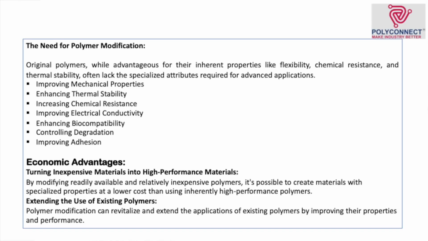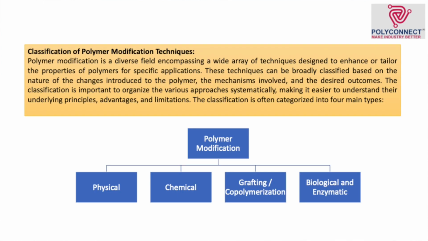Why do we need the modifications? Most of the things are already covered, like in nanotechnology, that you want to enhance mechanical properties, thermal stability, chemical resistance, electrical conductivity, biocompatibility, degradation, and improve adhesion to the non-plastic components wherein you do the overmolding. There are different ways of modifying the plastics.